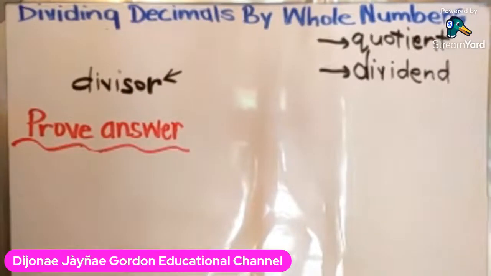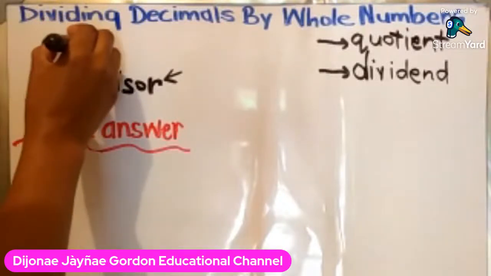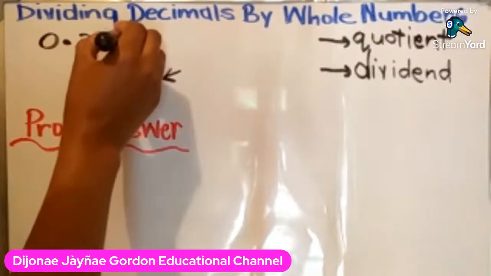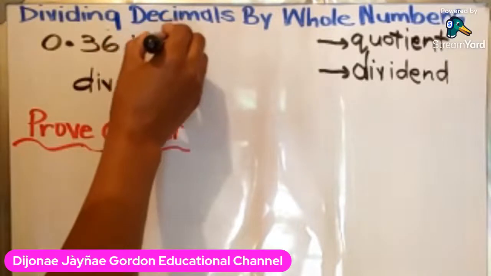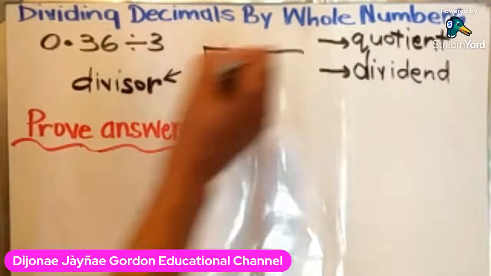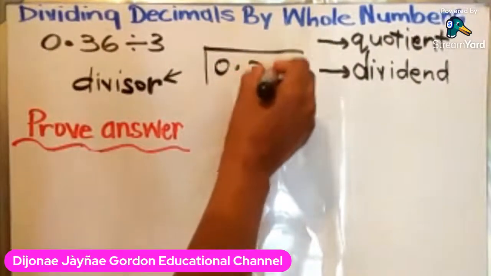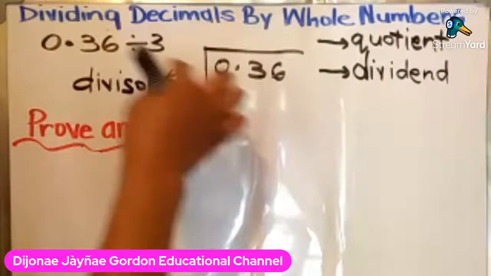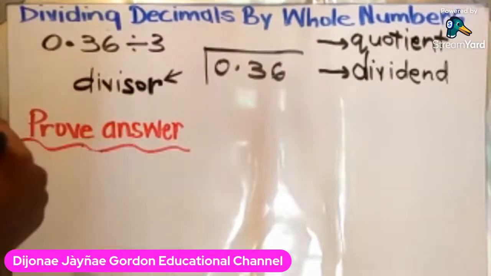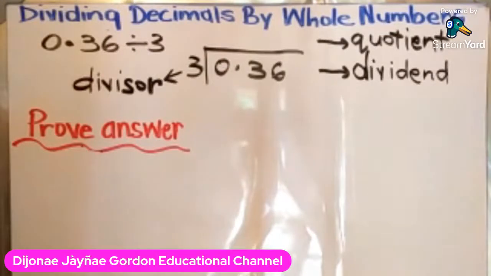And of course, the next problem is 0.36 divided by 3. And of course, we're going to set the problem out as usual. All right. So 0.36 is known as your dividend. And of course, we're going to work it now to get our quotient. And 3 is known as our divisor.